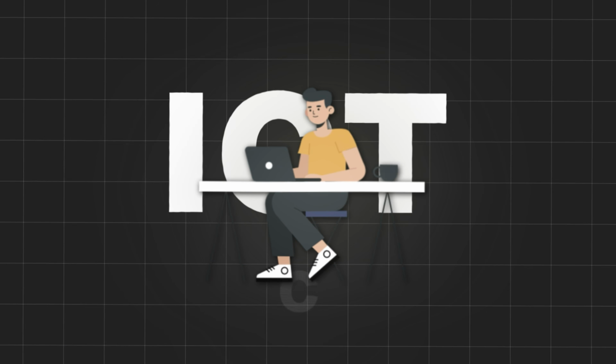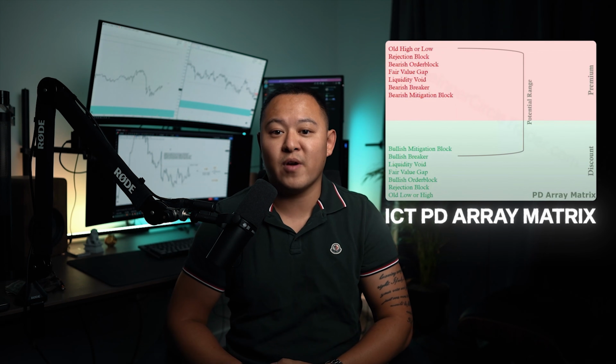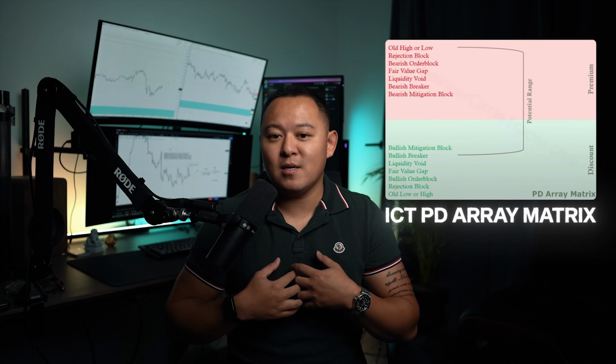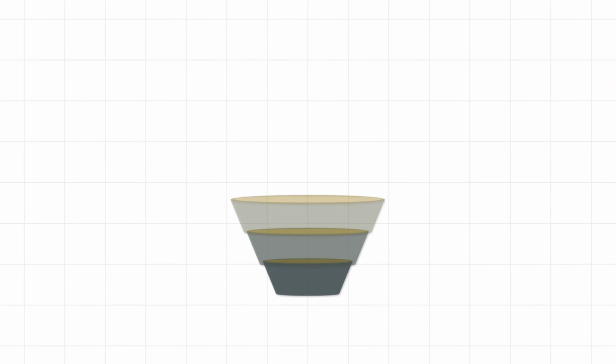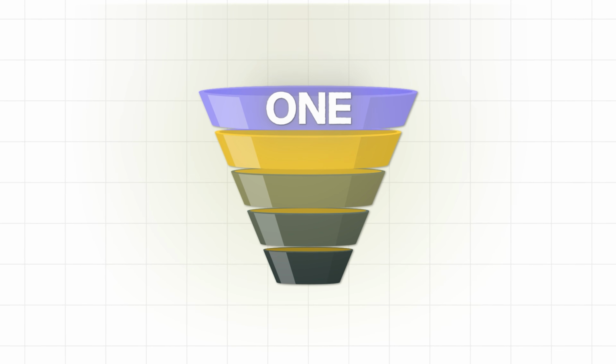You are studying ICT concepts all wrong. If you've been in the space for a while, you've likely seen this, the ICT PD array matrix. And if you're anything like me, you would have tried to learn all these things all at once. But I'm here to tell you that you're taking the wrong approach. You need to look at these PD arrays like building blocks, where one has an impact on your understanding of another. So in this video, I'm going to simplify the PD array matrix so you know exactly what to focus on to improve your trading.